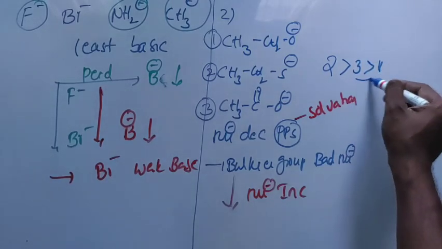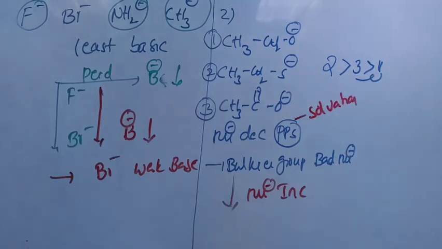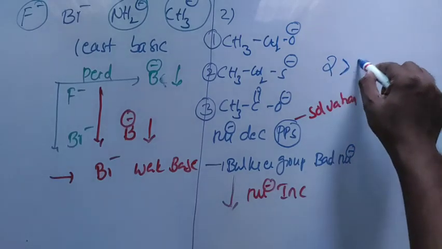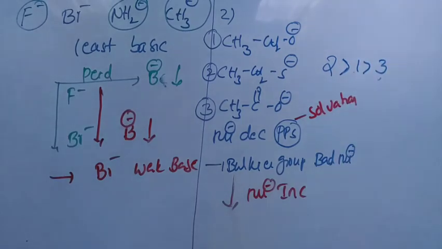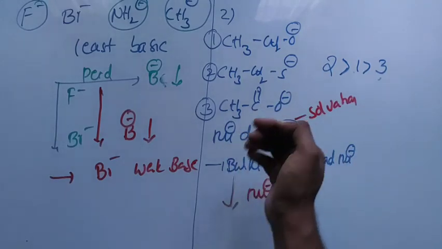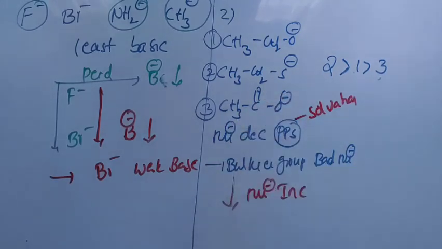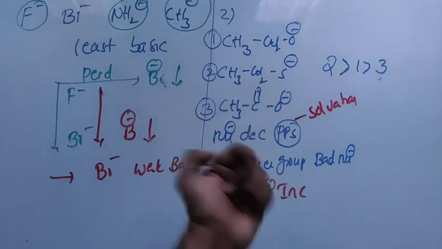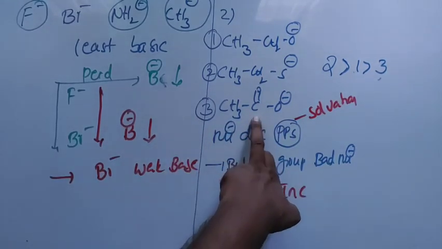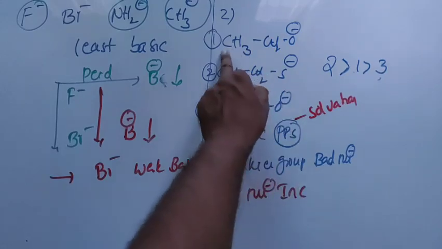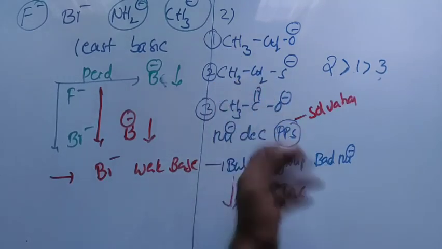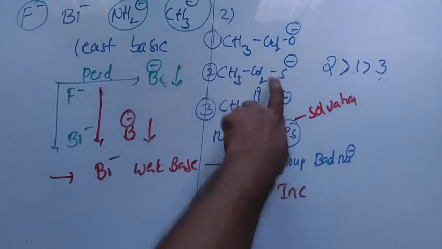Now a question arises between 3 and 1. Wait for a moment. This is not 3. It is 2 greater than 1 greater than 3. The third one is the weakest nucleophile because it is stable. It is stable because of resonance. That resonance decreases its nucleophilicity. Therefore, that one is the weakest nucleophile, followed by the first one, and the second one is the strong nucleophile.